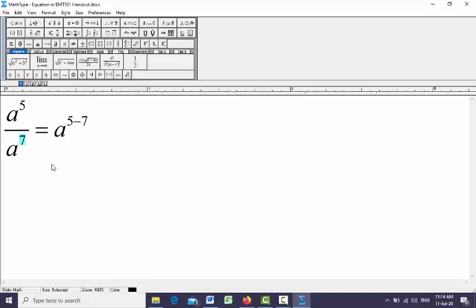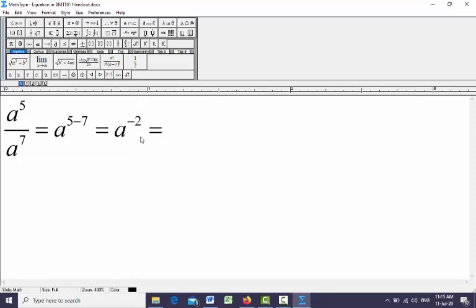So in such case, we will deduct the denominator's power from the numerator's power. So that means we will deduct the denominator's power 7 from the numerator's power. So we will have a power 5 minus 7. We will have a power minus 2. A power minus 2.